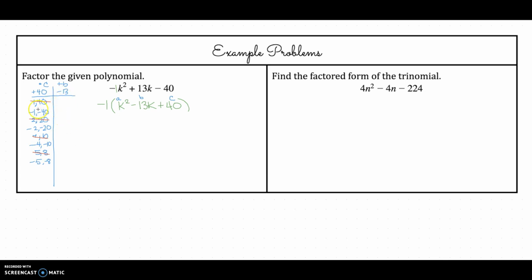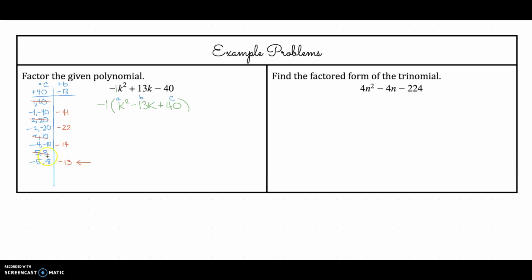Then I'm going to go through and add all the negative ones. So -1 plus -40 is -41. Well, that's not what I want. -2 plus -20 is -22. -4 plus -10 is -14, which is really close, but not quite. But then -5 and -8 is -13, which is exactly what I want.